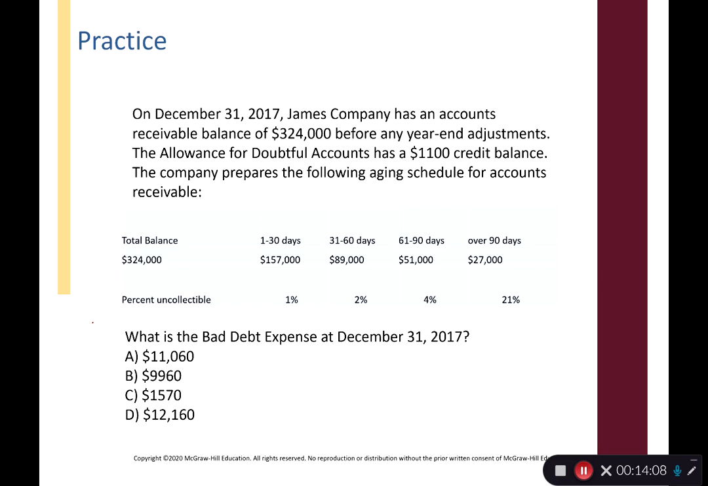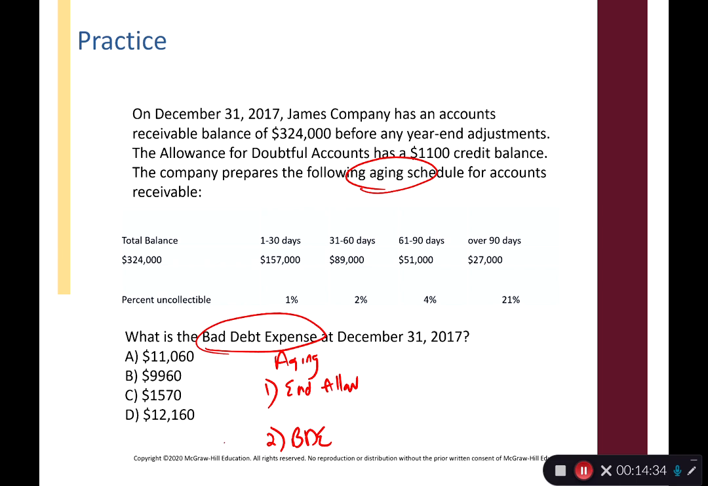So let's try this one. On December 31, James has an account receivable balance of $324. Before any adjustments, the allowance had an $1,100 credit balance, and they prepared the following aging, and it wants bad debt expense. So step 1, what method are we using? If we're using an aging schedule, the method is the aging. What are the 2 steps? Step 1 gets ending allowance. Step 2 gets BDE. What does it want? It wants BDE, so that's the one we're after.